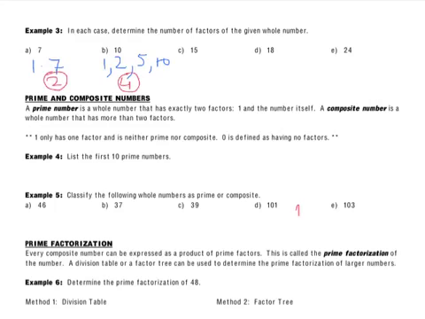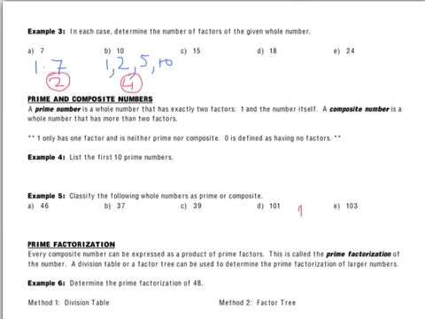Okay, number 15. 15 is divisible by 1, 3, 5, and 15. So that's a total of 4 factors. Moving on to example D, 18.